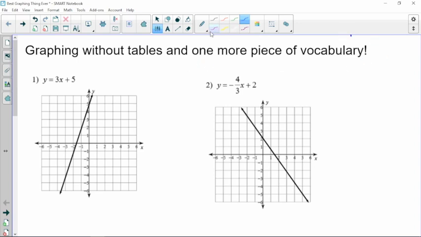Okay, one more thing about graphing. There are some things about equations of functions that can make it easy to graph without tables, but there's one more piece of vocabulary that you possibly haven't heard yet that I wanted to bring up. So let's look at these two examples. We have 3x plus 5 equals y.